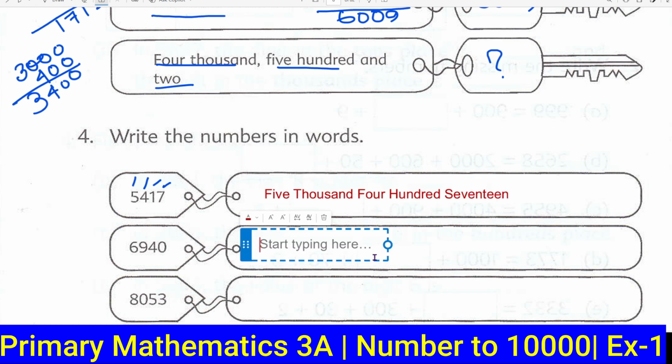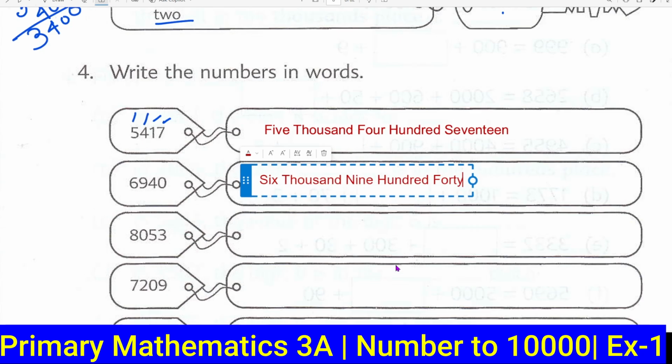Next, the first digit is 6, then 9, then 4, then 0. It means it's a 6,000, 6,900, and then 40, right? So what about next one?